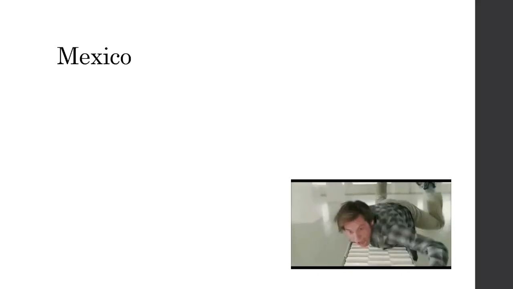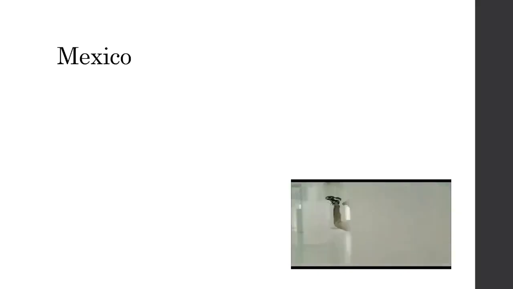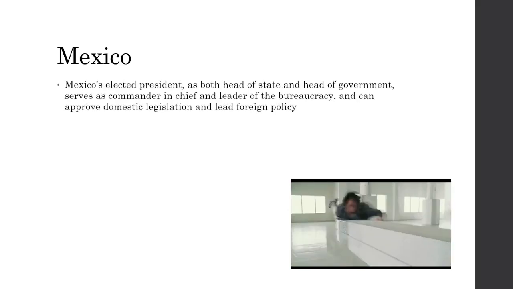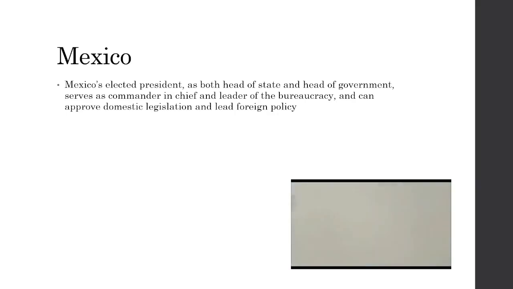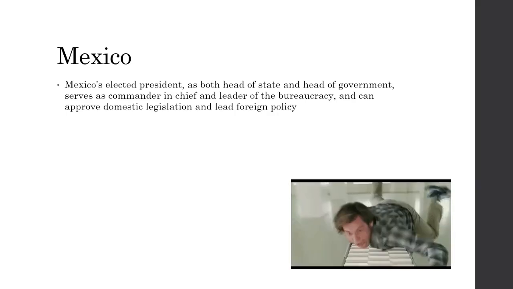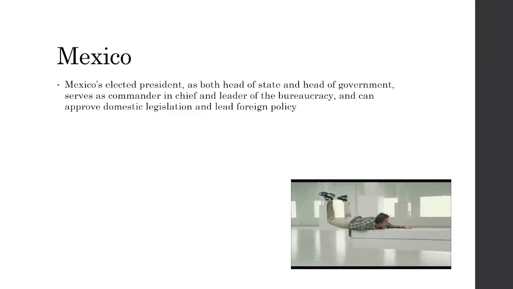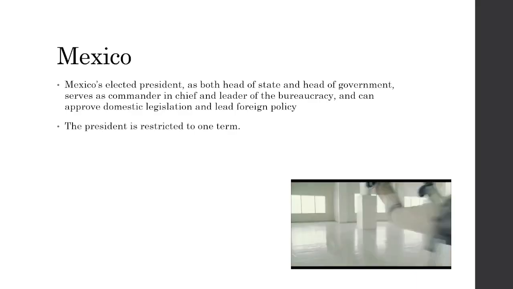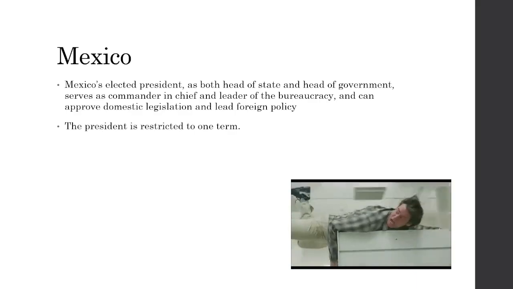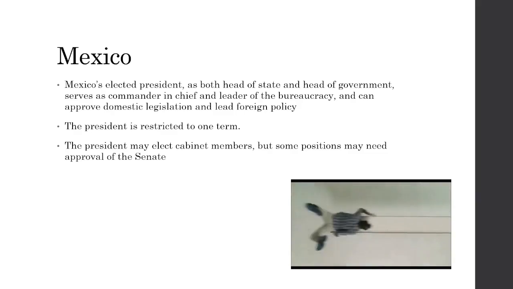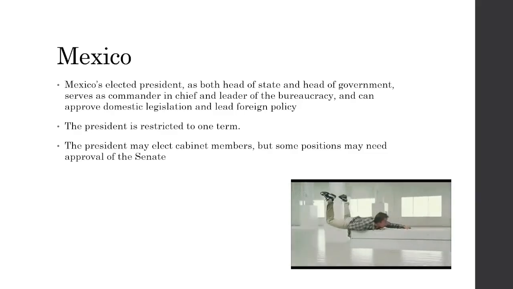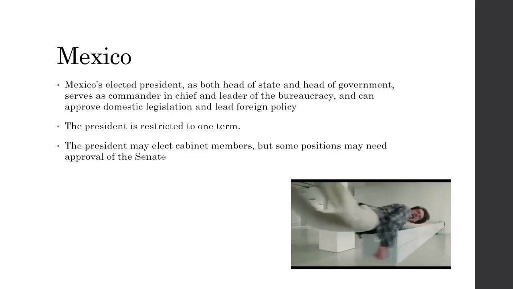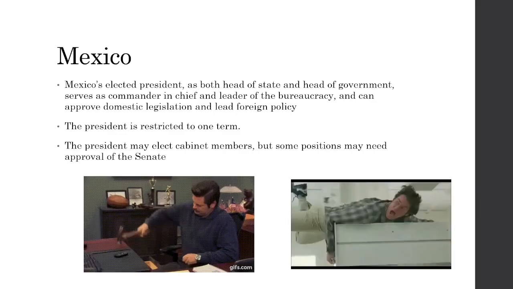All right, let's talk about Mexico. I love this gif from Bruce Almighty. Such a good movie. Mexico's elected president, because this is a presidential system, serves as both the head of state and head of government. They also serve as the commander-in-chief and the leader of the bureaucracy. And they can approve domestic legislation, which is just legislation within the country, and lead foreign policy. They are restricted to one term, which is six years. The president may elect cabinet members, but some positions may need approval of the Senate, not the Chamber of Deputies, which is the other house.